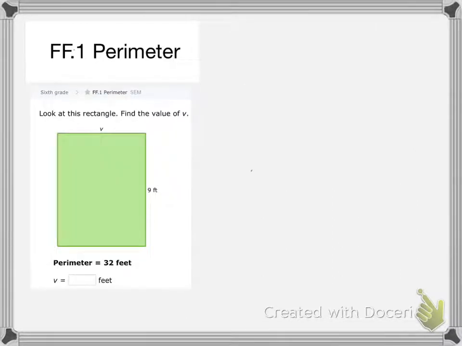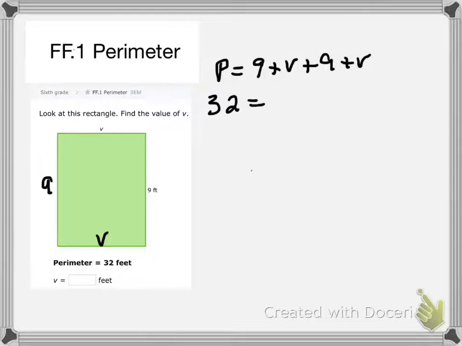Second question for perimeter. We're given this rectangle. We want to find the value of V. Again, we're told the perimeter is 32 feet. So I know this left-hand side is 9 feet. This side is also V. So our perimeter is the sum of all those sides. So we have 9 plus V plus 9 plus V, all of that equals 32. So now I'm going to combine like terms. 9 and 9 is 18, and V plus V is 2V.